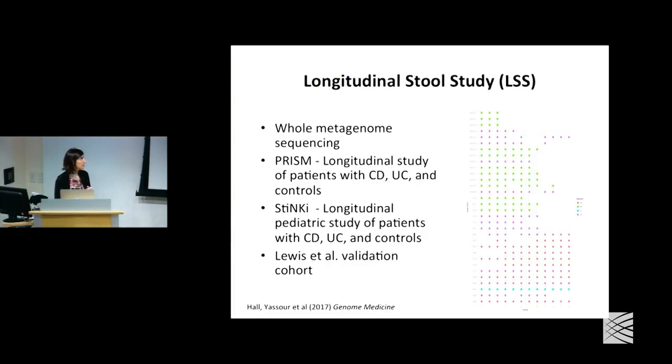And so the first question we looked at using this particular study, the longitudinal stool study. This is one of the first cohorts we had where we had samples. Each row here is an individual that was tracked either healthy in green or with IBD in the other colors. We got samples monthly from these individuals and performed whole metagenome sequencing on all of the samples. The cohort had patients that were adults as well as kids, and we used a validation cohort that had already been published to validate what we were observing.